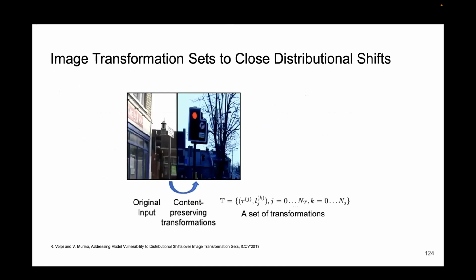Let's take one of the very representative works from Volpe and Murino. It's titled Addressing Model Vulnerability to Distributional Shifts over Image Transformation Sets. From their assumption, let's look at this image as an example. On the left-hand side is the original input. They say that in nature we can encounter a lot of color jittering, camera vibration, and all these kinds of variances. They summarize this as content-preserving transformations, denoted as T.